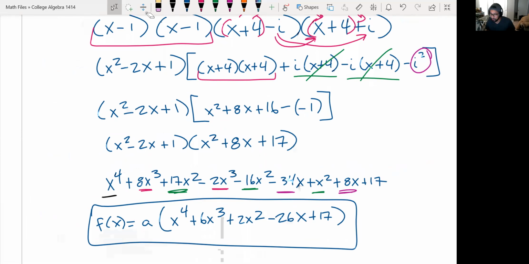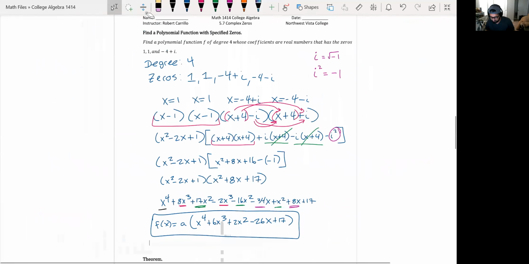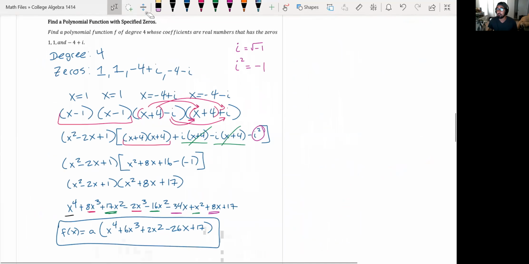Hey, that wasn't too bad, right? So once again, this exercise was get the zeros. And if you're given a complex one, make sure you list the conjugate pair too. Then put them into factored form, and then distribute everything. Distribute, distribute, distribute till you get to the very end, and there it is. This is the polynomial that gave us those zeros.